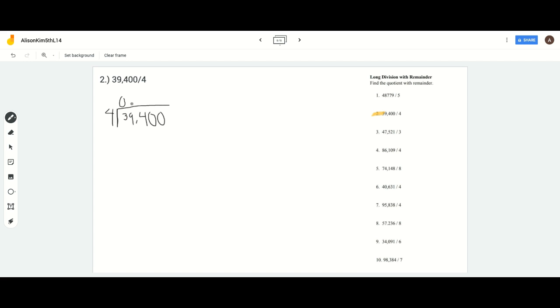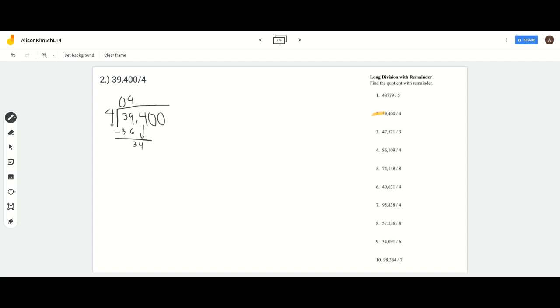4 times 9 is 36. We could still go higher. Let's see, 4 times 10 is 40. We can't use 10 because 39 is less than 40. So our best bet is going to be 9, which gives 39 minus 36. Oops, that was not aligned. 39 minus 36. We know that 9 minus 6 is 3. And then we bring down the 4.